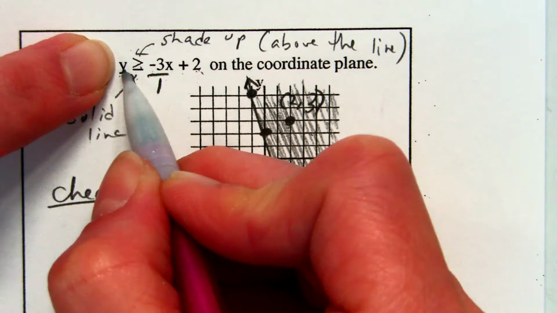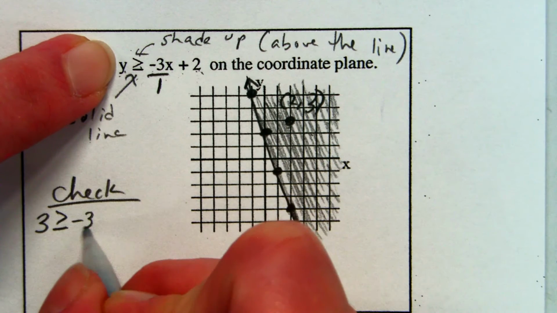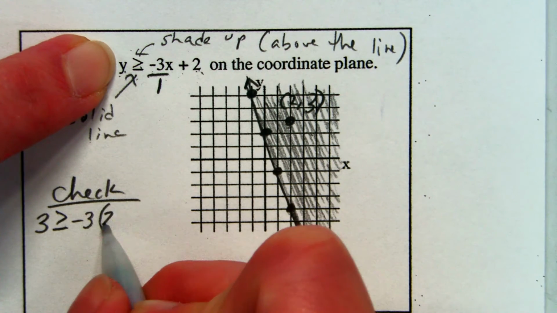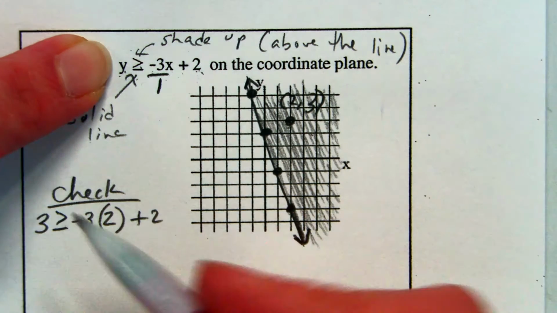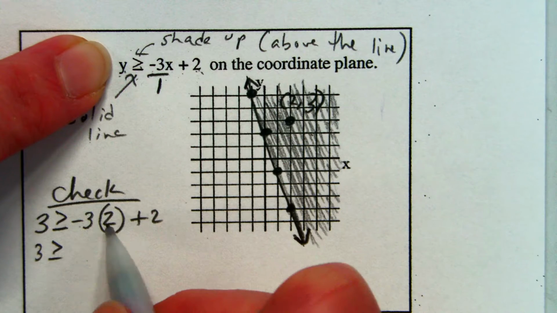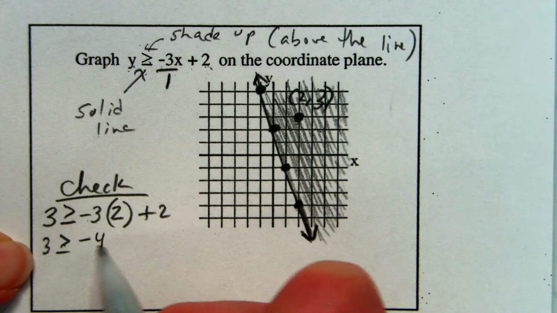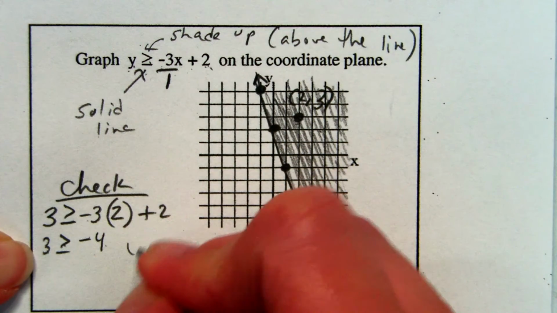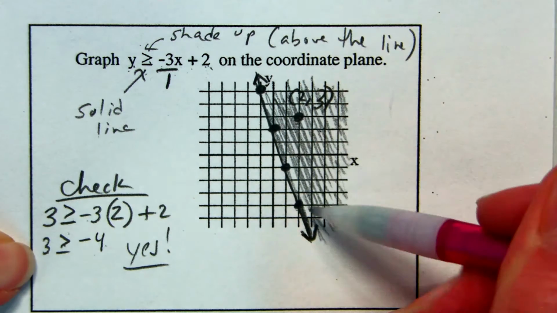So if I take that inequality, I'll put 3 in for y. It's greater than or equal to negative 3 times 2, because that was the x value, plus 2. And we just see if this works out. So 3 is greater than or equal to, this would be negative 6 plus 2, so that's negative 4. So is 3 bigger than negative 4? Yes, so it works. You can also try points that are on the line.